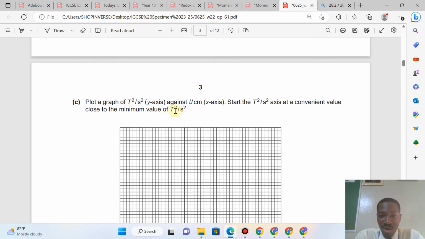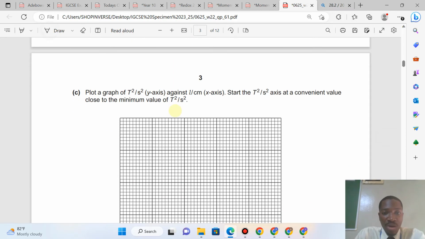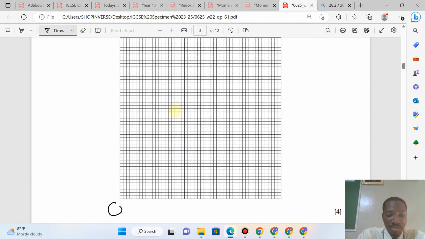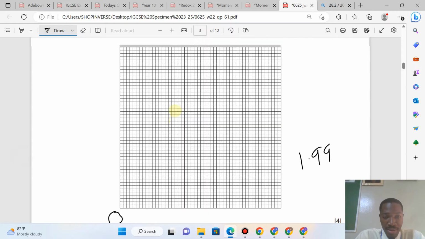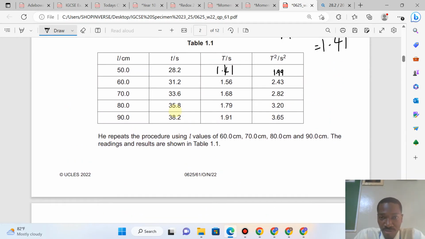We have t squared on the vertical axis, and values of t squared range from 1.99 to 3.65. And you are asked to start it at a convenient value. That means it's not compulsory you start the origin from 0. You can start the origin at a value as close as possible to 1.99. That is understood, right? Good. So what value is close enough to 1.99? So you are going from 1.99 to 3.65.